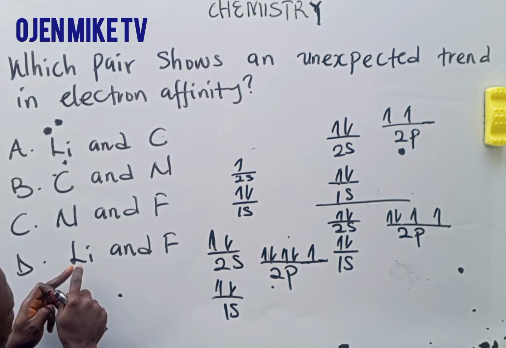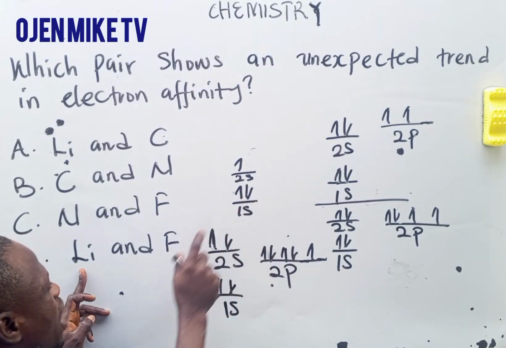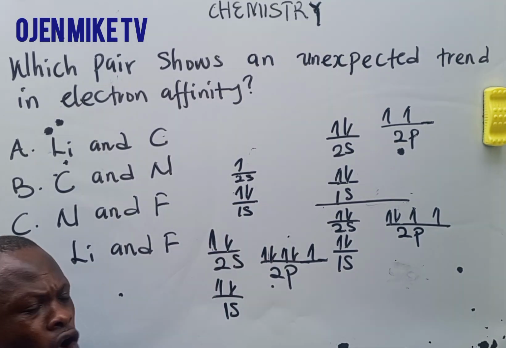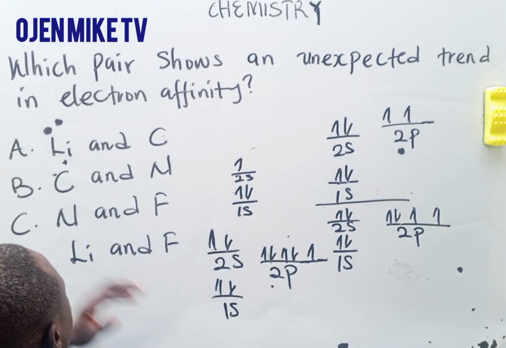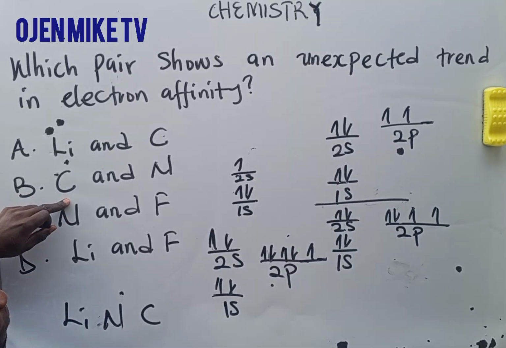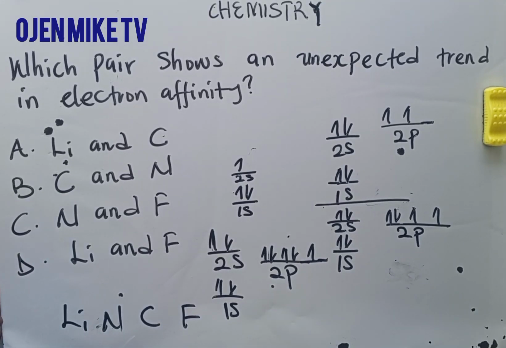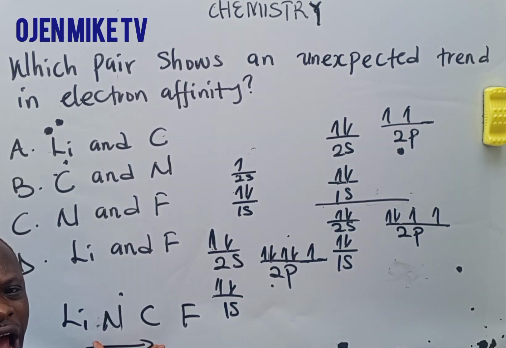Are you following? Likewise, lithium and fluorine, we have already illustrated the case of lithium, and fluorine will need more. So among all these options, the electron affinity will be lowest for nitrogen. After nitrogen, we'll have carbon. After carbon, we'll have fluorine. This is the order of increasing electron affinity.